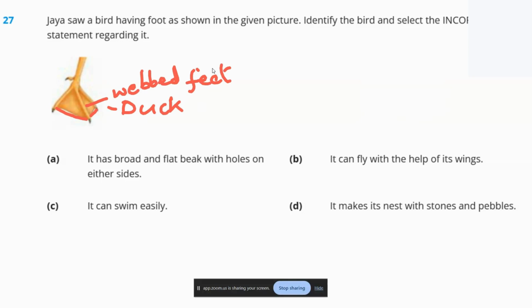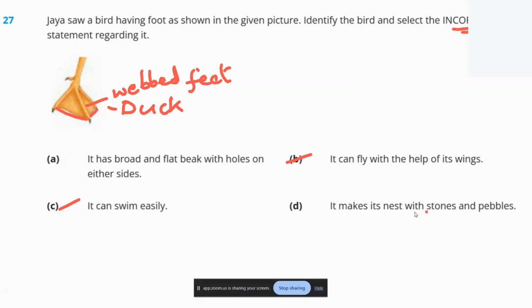So if it is a duck, what kind of beak does a duck have? It has a broad and flat beak with holes on either side. Okay, this is correct. We have to find the incorrect statement. It can fly with the help of wings. No, this is also correct. Definitely, ducks can also fly. It can swim easily. Yes, definitely, ducks can swim easily.